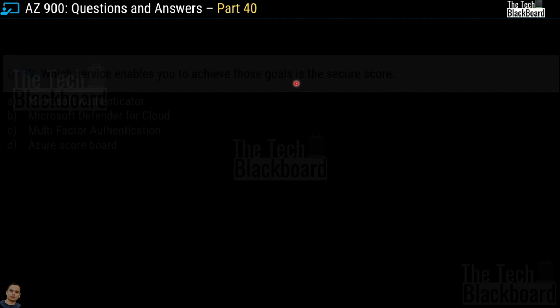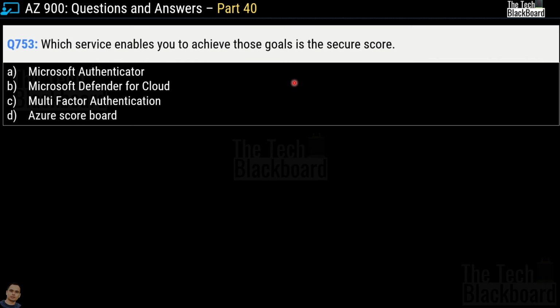Now here comes the next question. Question number 753. It says that which service enables you to achieve those goals in Secure Score? This is a very latest question and has appeared lately in AZ-900. So please pay attention. And your options are Microsoft Authenticator, Microsoft Defender for Cloud. Option 3 is multi-factor authentication. And lastly, Azure Scoreboard. And the correct answer for this once again is option B, Microsoft Defender for Cloud.